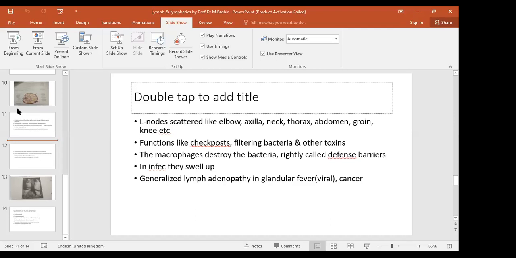Sometimes generalized lymph node enlargement occurs, like glandular fever. It's a viral fever, or sometimes in cancer even. So these lymph nodes swell up, and the condition is called generalized lymphadenopathy.